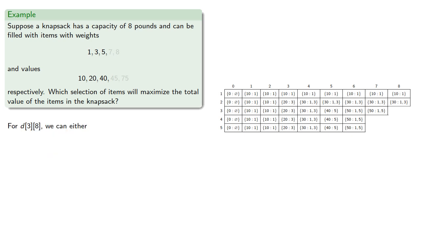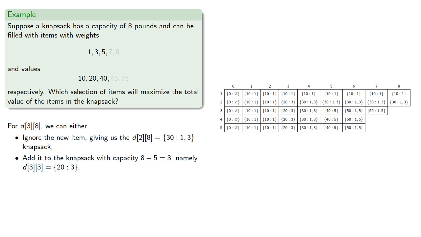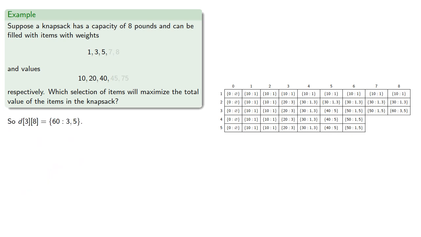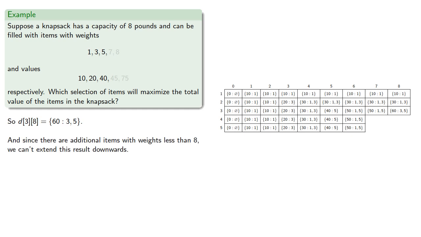Finally, for D 3, 8, we can either ignore the new item or add it to the knapsack with capacity 3. Again, adding it to the latter gives us a 6-3-5 knapsack, which has greater value. So D of 3, 8 is this, and since there are additional items with weights less than 8, we can't extend this result downwards.